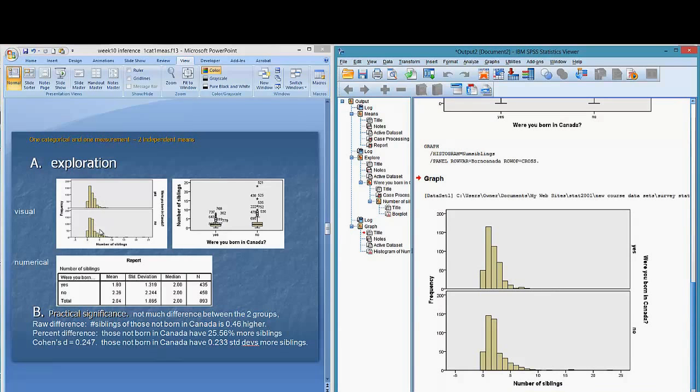When we take a look visually, these look very similar, and the same thing on the box plot. We see some differences, but it's not a huge difference. The medians are the same, but when we compare means, they are very different. Next we calculate practical significance. We look at the raw difference, percent difference, and Cohen's d. I'll leave you to look those calculations up. They're pretty straightforward.